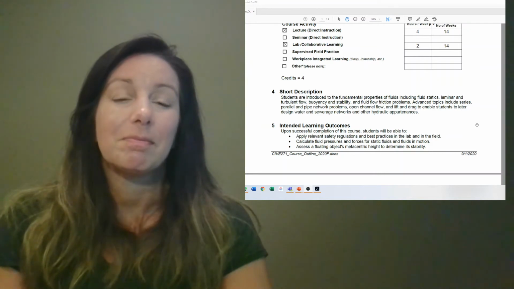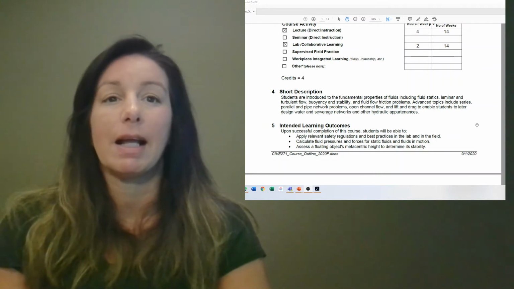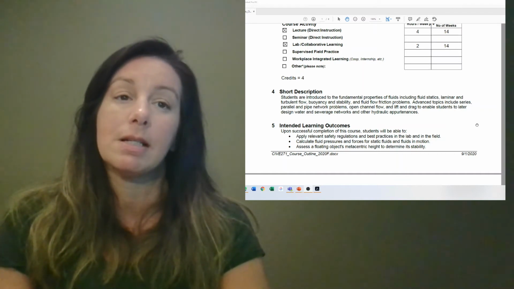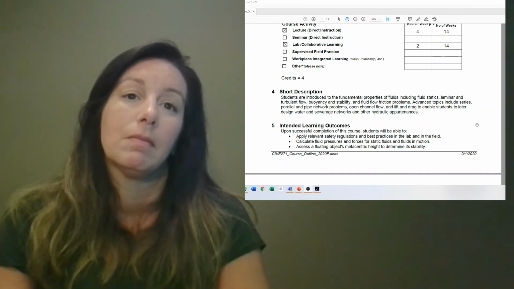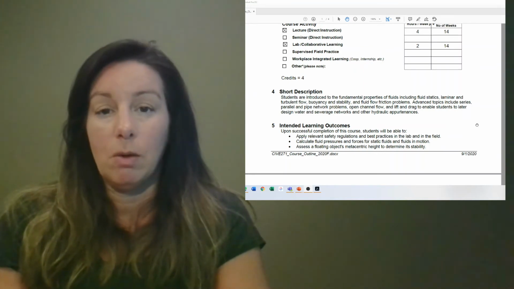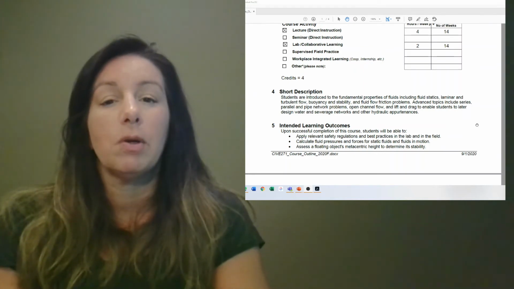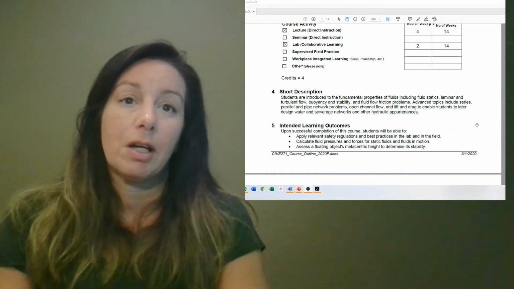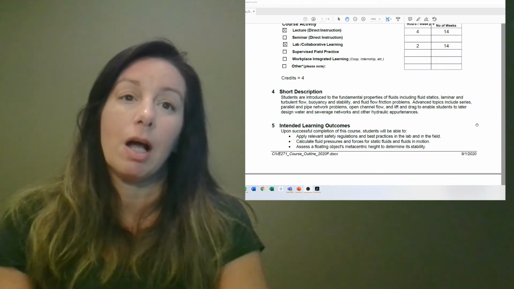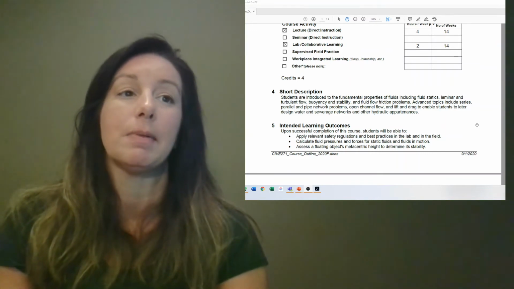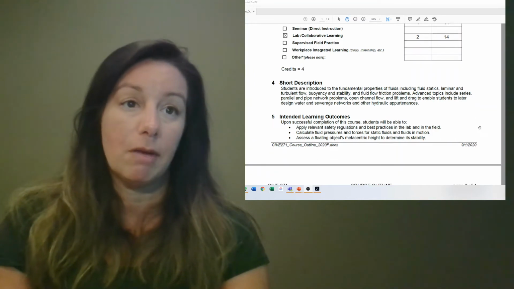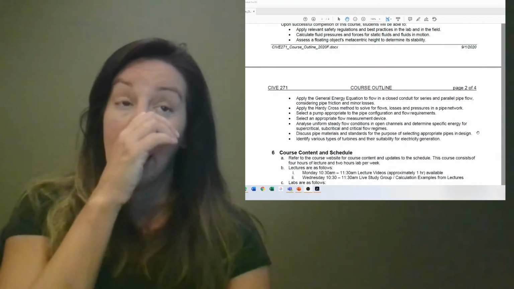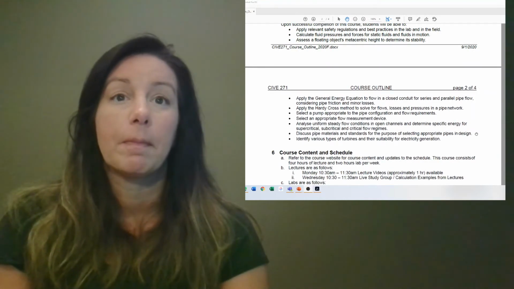It's going to be good. You're going to be able to calculate fluid pressures and forces for static fluids and fluids in motion. So, what is a static fluid? You know, water in a pool. Fluid in motion, water in a river. You're going to assess a floating object's metacentric height and determine its stability. I do this quite often, believe it or not. Floats, houseboats, that kind of thing.